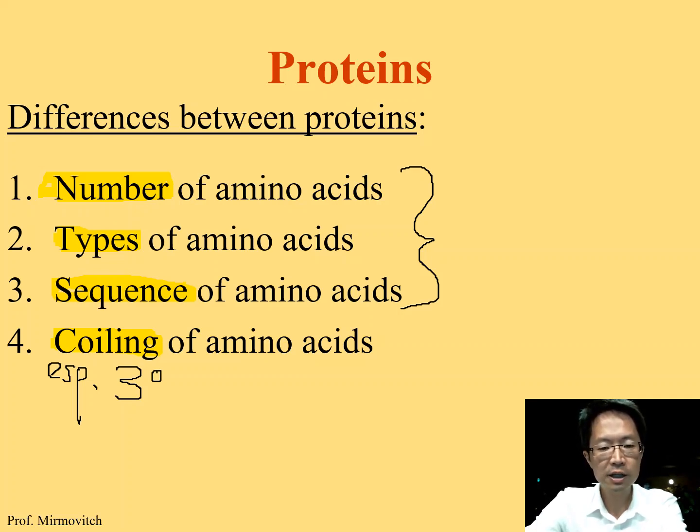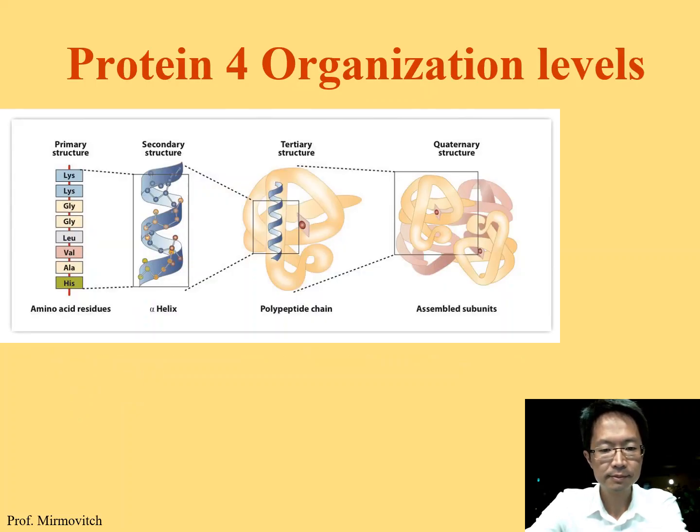So the coiling of the amino acids determines the 3D structure of the protein. When they have two different 3D structures, even though the first three are the same, then they have two different functions. So the 3D structure determines the function of the protein. So this is a review, the 4 organization levels of the protein.